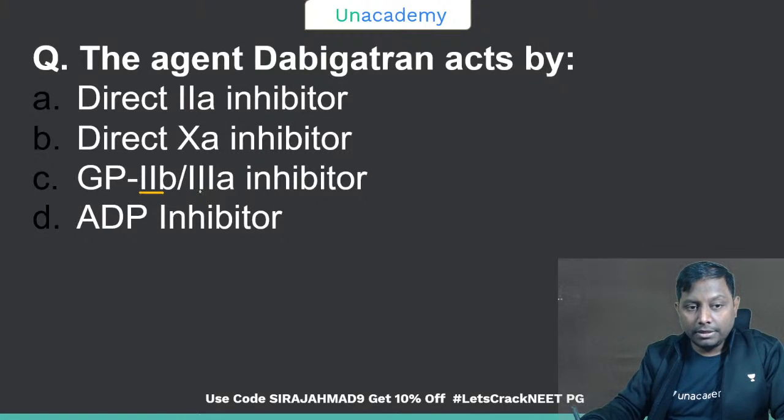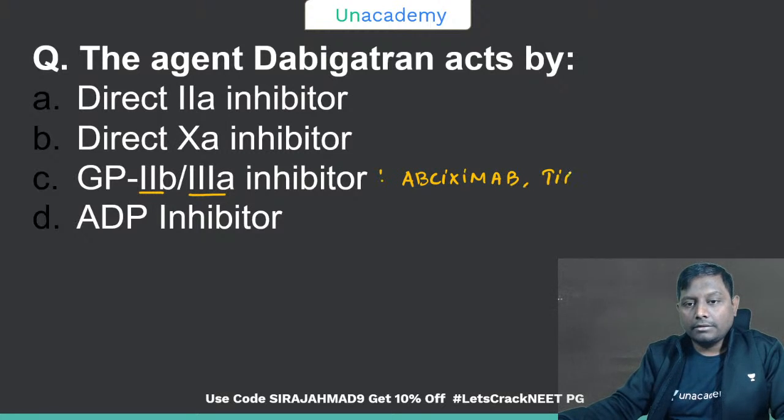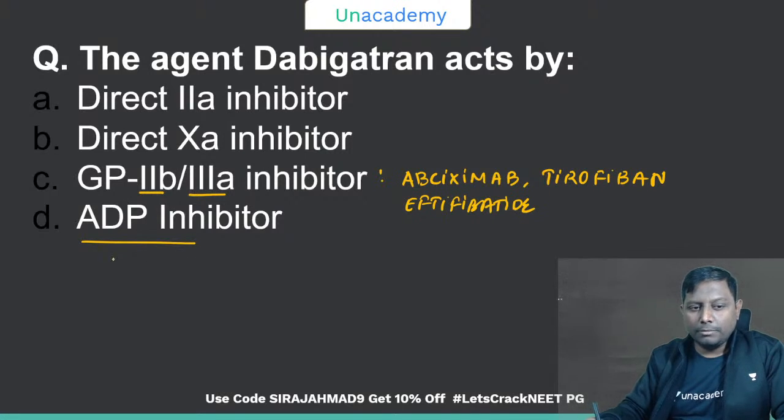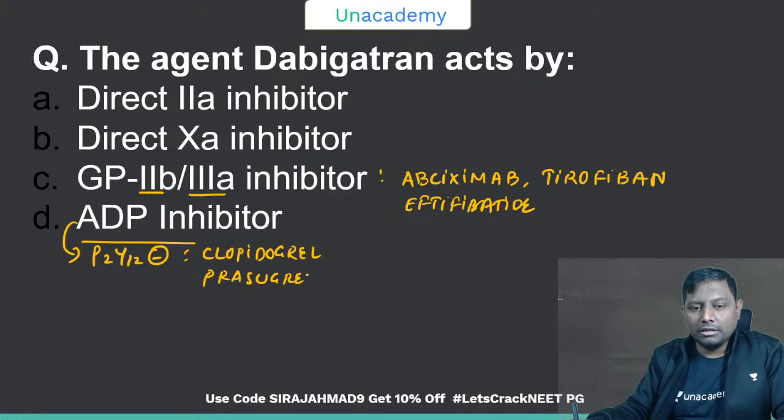GP2B3A inhibitors are the drugs that we are having by the name of abciximab, tirofiban, eptifibatide. These are the GP2B3A inhibitors. ADP inhibitors are mainly your P2Y12 inhibitors. P2Y12 is the receptor of ADP, and these drugs will be your drugs like clopidogrel. You'll also be having your prasugrel.